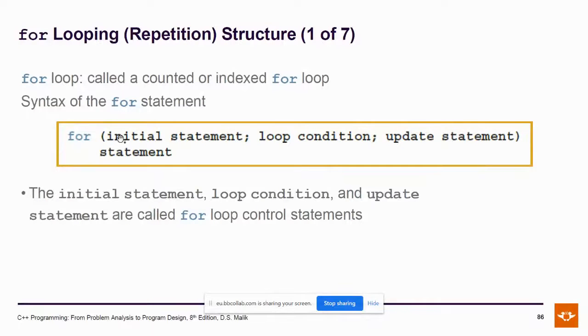The initial statement is typically where you will both create and initialize your loop control variable. The loop condition is where you will test whether your loop control variable has reached its final value, whatever that might be. And then an update statement where you will bring your loop control variable closer to its end condition. And you almost always do this in a situation where you know in advance or can calculate in advance how many times you want to do something.